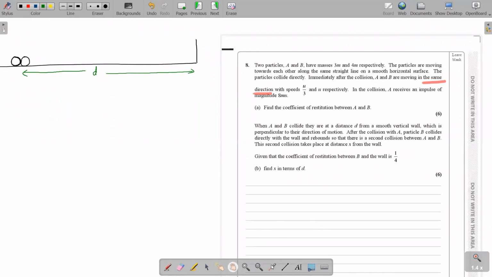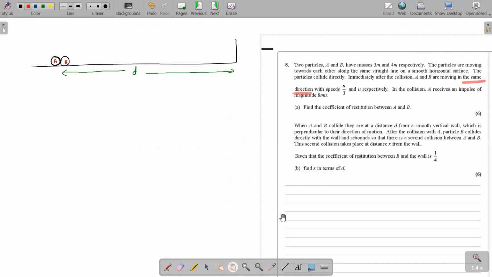So what do they say next? They say after the collision with A, particle B collides directly with the wall. Now you can see this is particle A, this is particle B. And after the collision, you know their speeds, right? B moves forward with speed U. A moves forward with speed U over 3. These are the two speeds after the collision, right? So definitely you can see B moves faster than A, which means B will reach the wall first, hit the wall and rebound back. Do you agree with me?